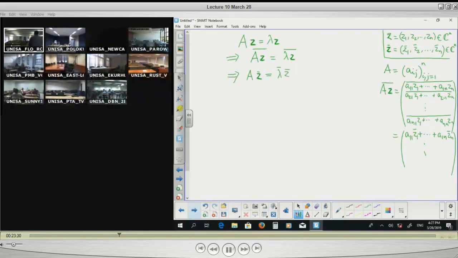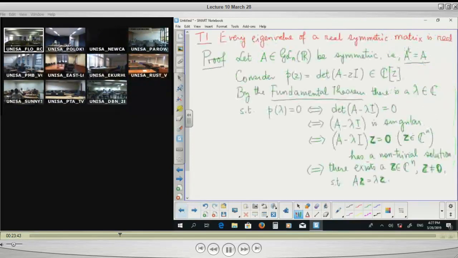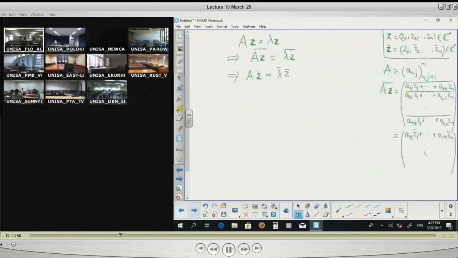So lambda is basically a real number too. No, lambda was a complex number, remember? I'll prove that lambda is a real number, but so far we have only taken lambda to be a complex number. Right? So we know that AZ is equal to lambda Z, which implies A Z bar is equal to lambda bar Z bar.